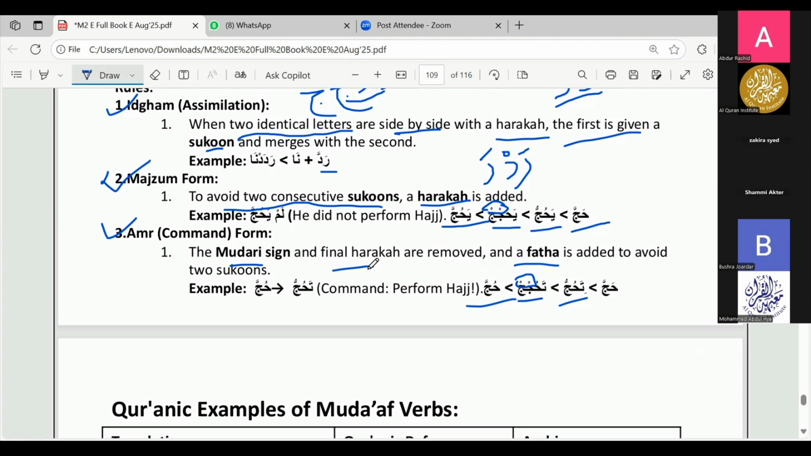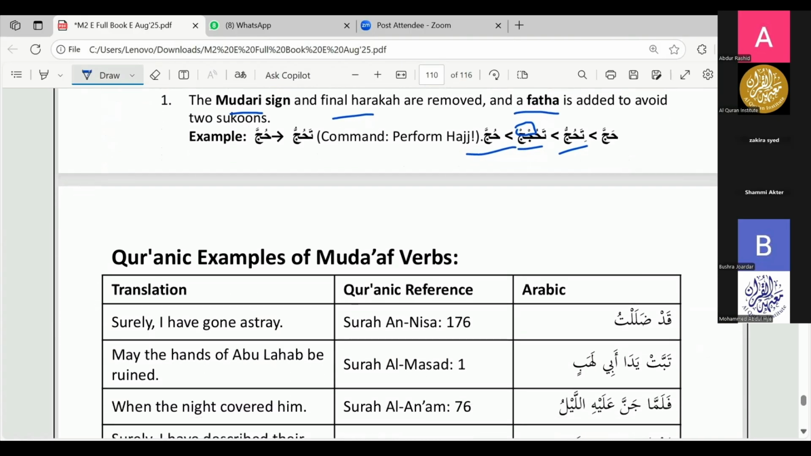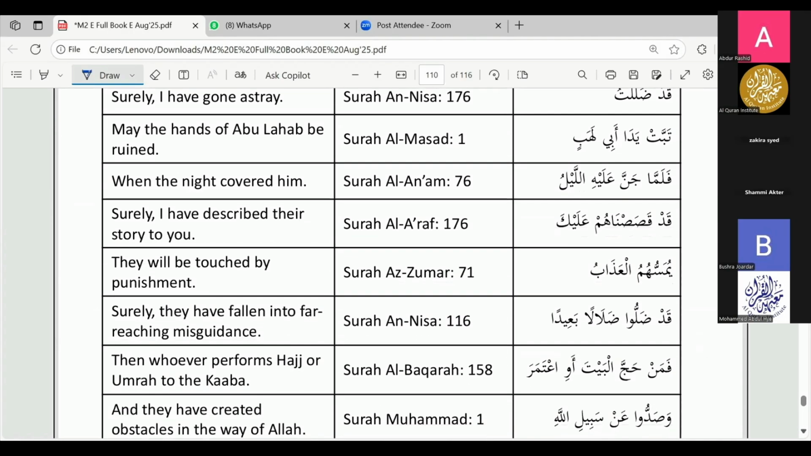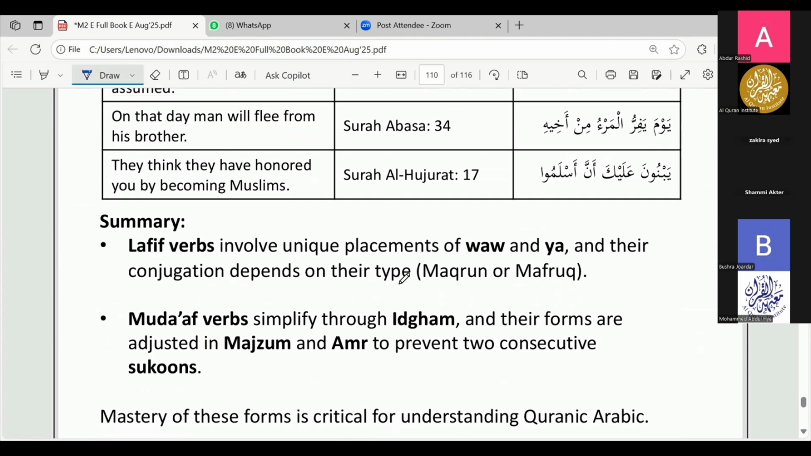So these are the main rules about the mudaaf. We know that when two identical letters are side by side, that is mudaaf. There are three rules that we can follow: idgham, majzum and amr. When these rules apply to these scenarios, this is how it looks. Now we'll be going over some examples. I'll be skipping this one because these examples are coming in the next chapter, the same kind of examples. So this is just an overview.